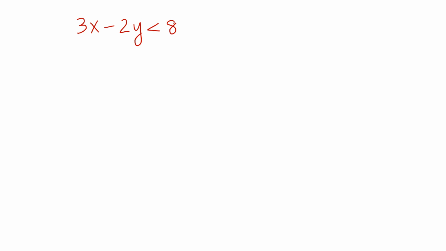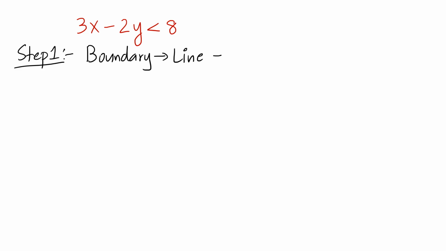Let's do step by step. So first we will do step 1. Step 1 tells you to graph the boundary. So you are going to take this inequality just like a straight line, because the boundary is going to be a line. So it will be 3x minus 2y equal to 8. So you take it like a line, you will draw the graph of the line and then use it.